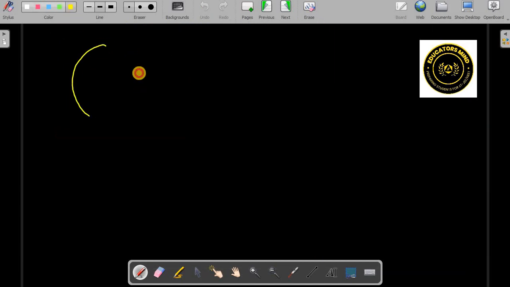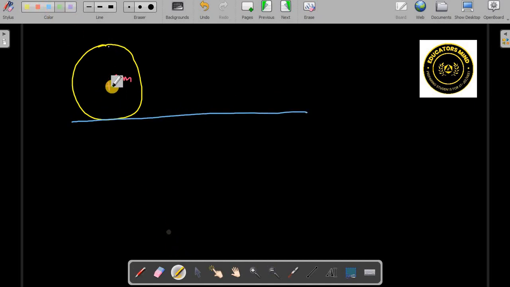Consider this round object, let us say this is the center of mass and this is the ground. Let's say you have applied a force. Suppose you apply a force at the center of mass, what will happen? Can you guess? If you apply force at the center of mass, or the line of action of the force passes through the center of mass, then the body will just slide.